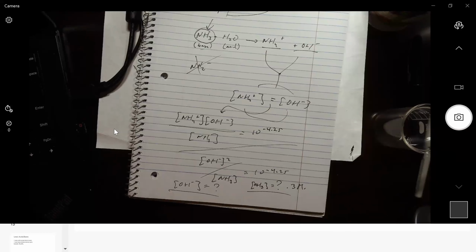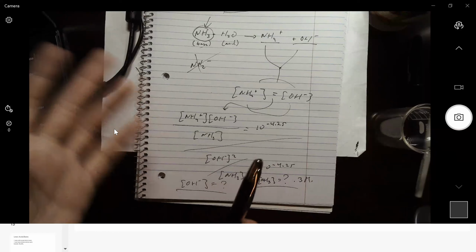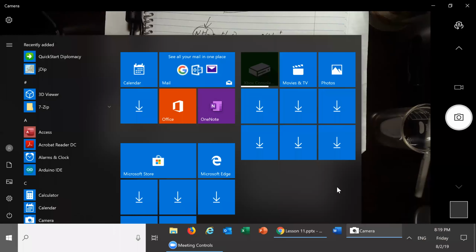But I think that this equation is self-explanatory. So just solve for OH minus and then take the negative log of that to get the pOH. So you take the negative log of hydroxide concentration to get the pOH, and then you use pOH plus pH equals 14 to find the pH. Okay.